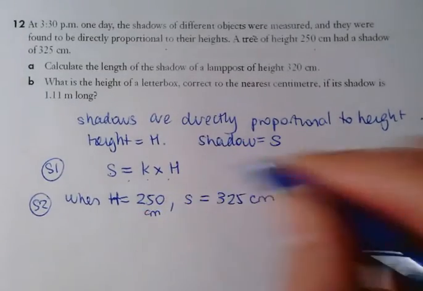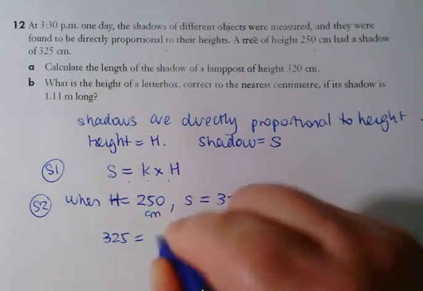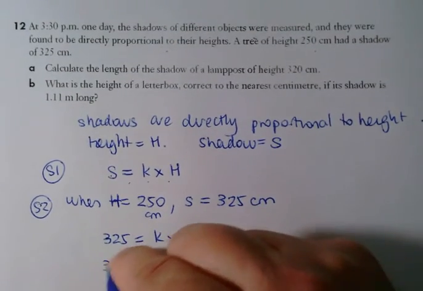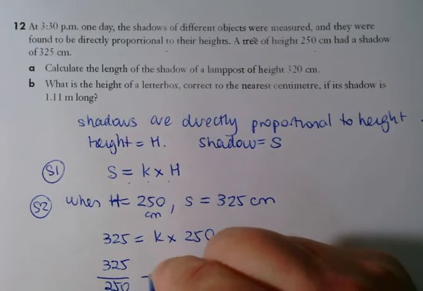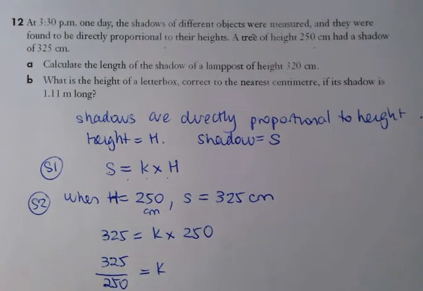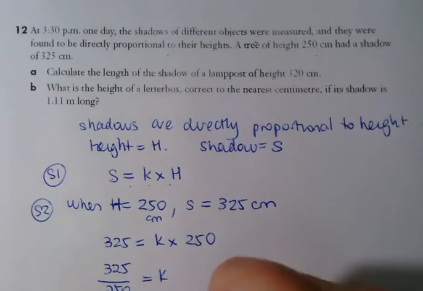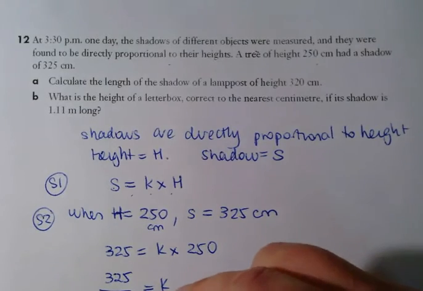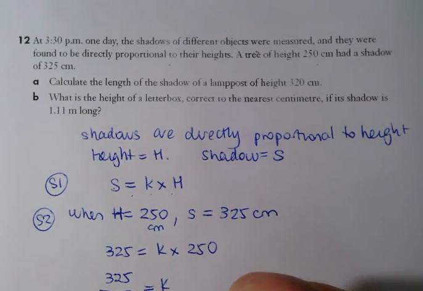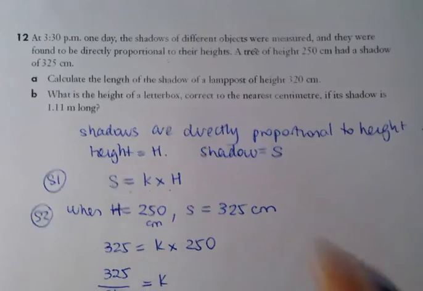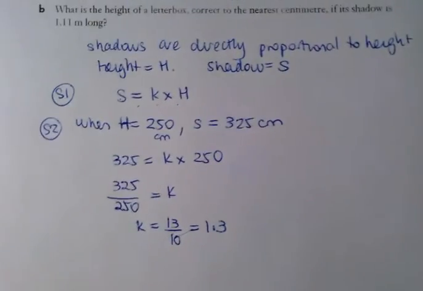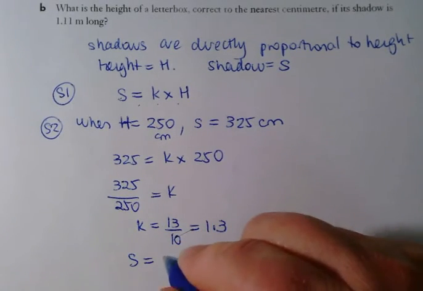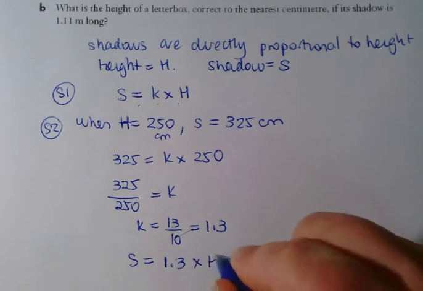So we've got s, which is 325, equals k times the height, which is 250. So 325 divided by 250 equals k. And that's exactly 1.3. So k equals 1.3 or 13 over 10. Okay, I'm going to probably write this one as 1.3. Okay, so therefore we know the formula is s equals k times h, or it's s equals 1.3 times h.